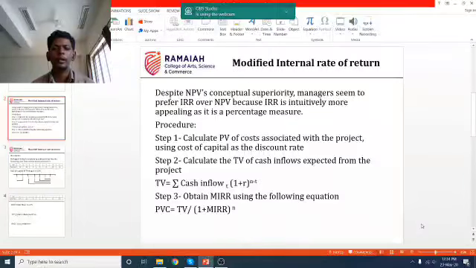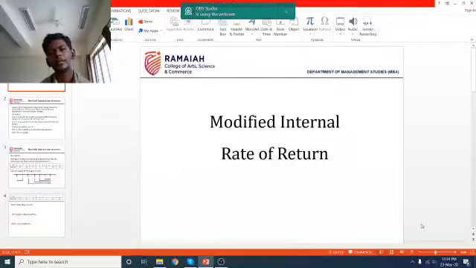Yes. So welcome to our today's session, students. In our previous session, we had seen what is internal rate of return, right?